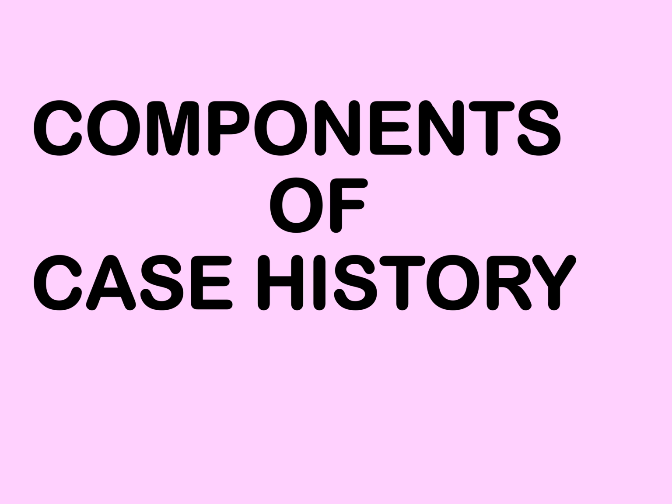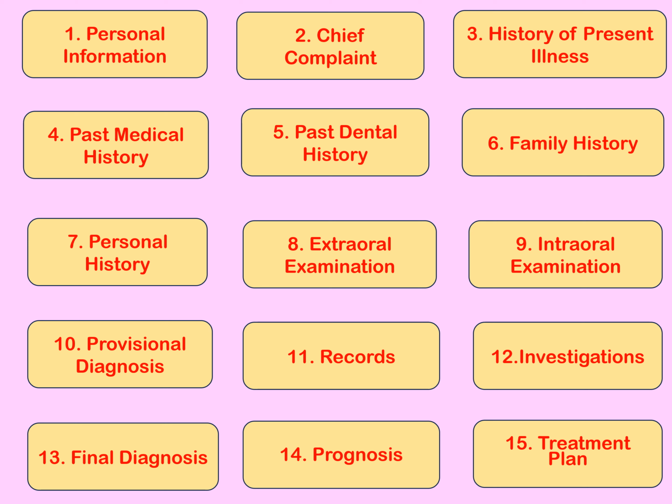Coming to the components of case history. The first component of case history is the personal information of the patient, followed by the chief complaint, that is the illness with which the patient presents to the hospital, followed by history of present illness, past medical history, past dental history. Patient is asked about the family history and personal history.